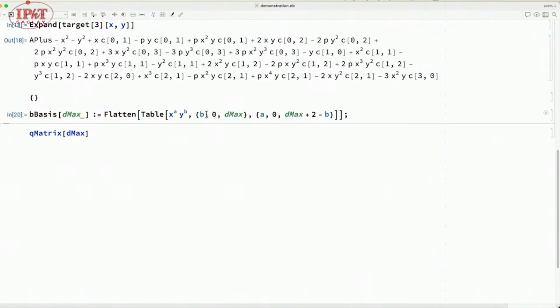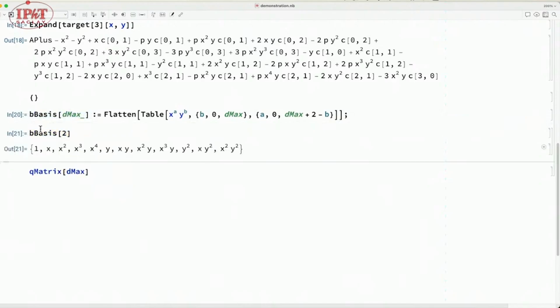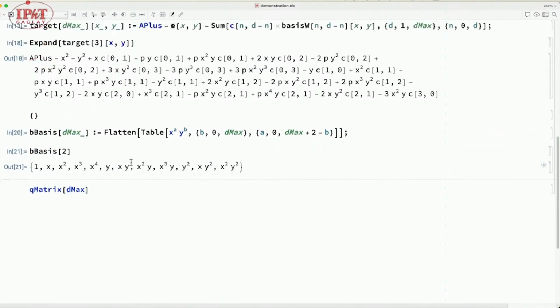And we should flatten it, because if you create it this way it's going to be a two-dimensional array, and instead we want to have a vector. So for example, now we have a basis which has some things we don't really need. For example, x to the 4 we don't really need, but it's sufficient. It's not a problem if the basis is slightly too big.